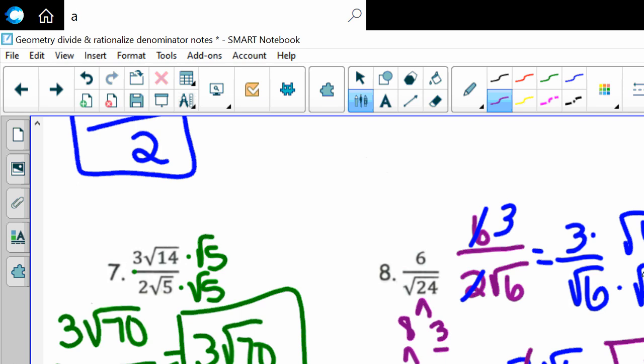So then that is a quick review of dividing radicals and rationalizing the denominator, which just means getting rid of the radical in the denominator. Your homework will be exactly like this, these last examples.